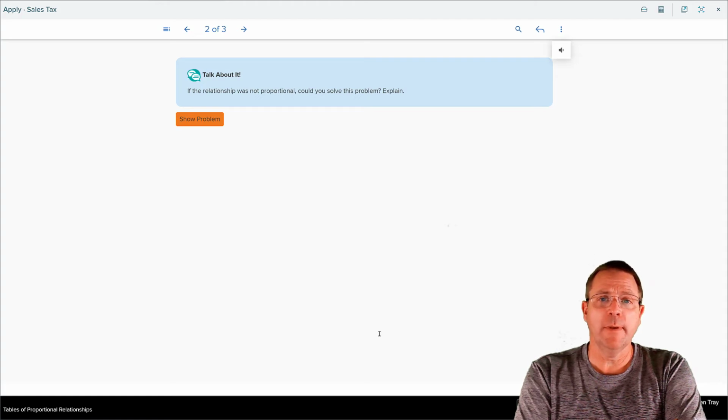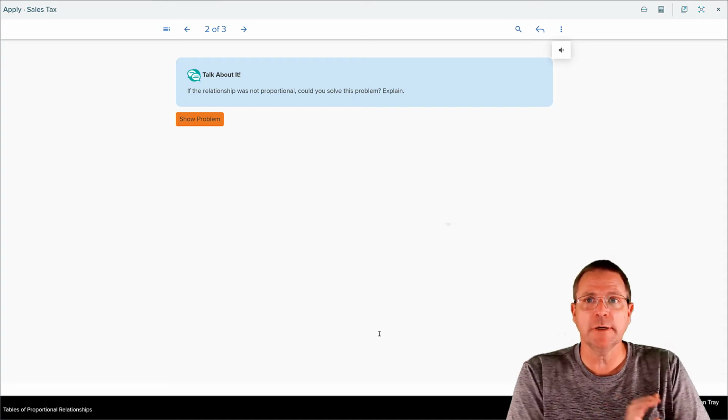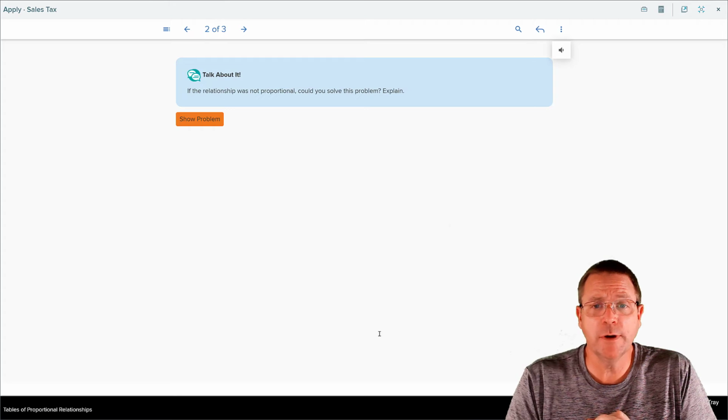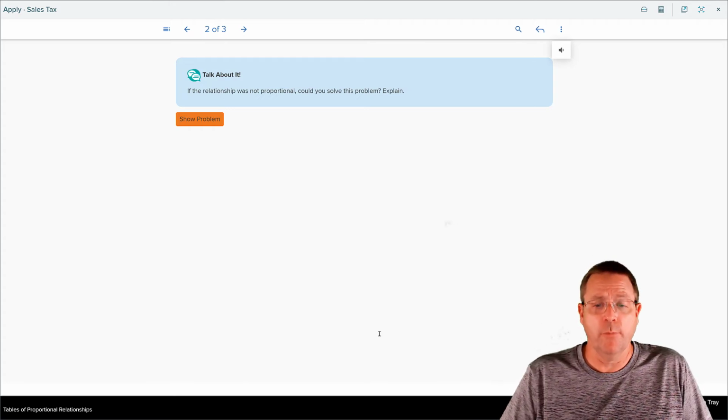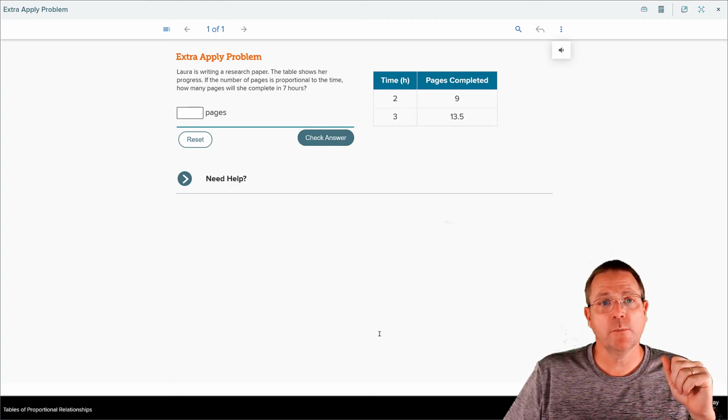Down the road, we may be able to figure out how to pull out that common, you pay this first and then a tax rate. We're not there yet. So for what we have right now, nope, we do not have the skills to solve that problem if it's not proportional. For our final problem, Laura's writing a research paper. The table shows her progress. If the number of pages is proportional to time, how many pages will she complete in 7 hours? So pause the recording, work this one out, and then we'll see what the answer is going to be.